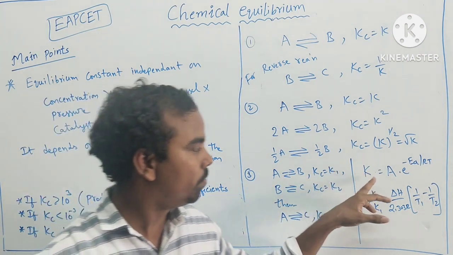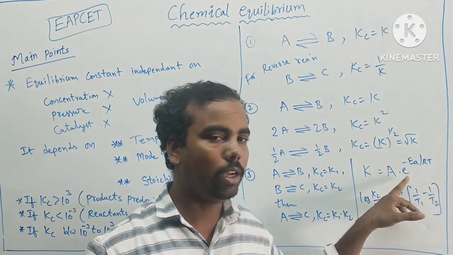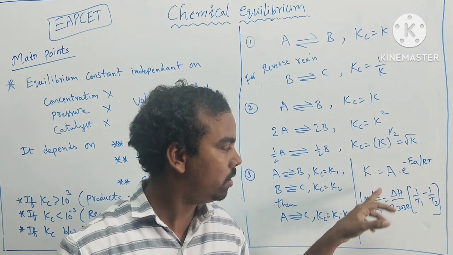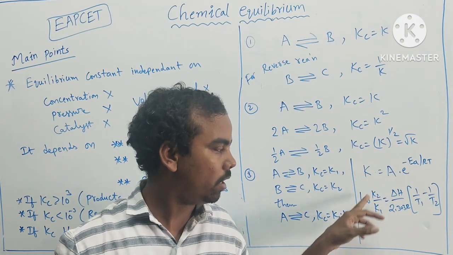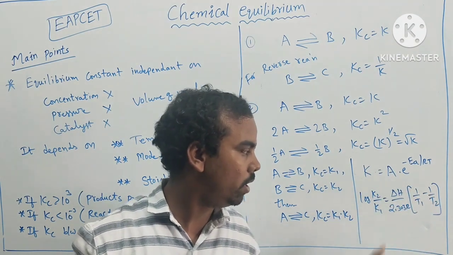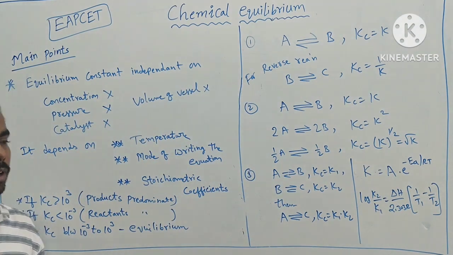So next, we know that K is equal to A into e power minus Ea by RT. Logarithm applied, for different conditions, different temperatures. So log K2 by K1 is equal to delta H by 2.303 R into 1 by T1 minus 1 by T2. So very important one, note this.